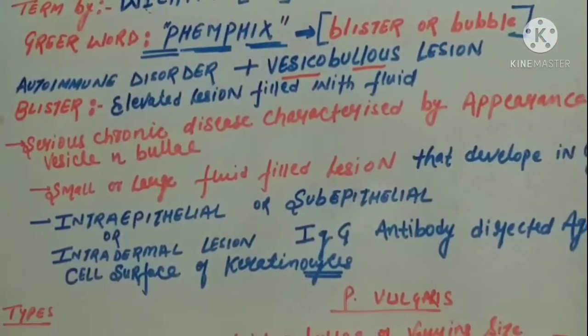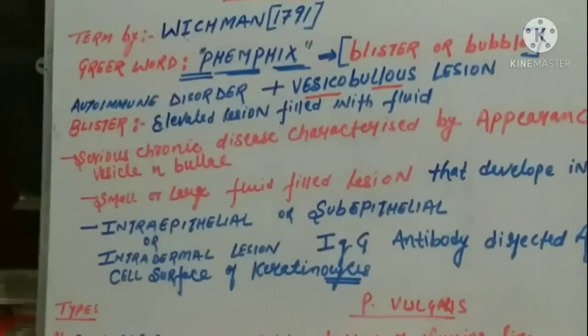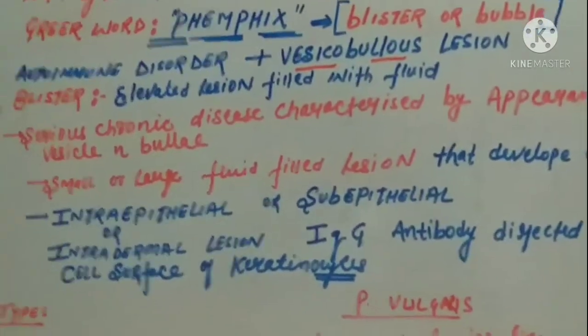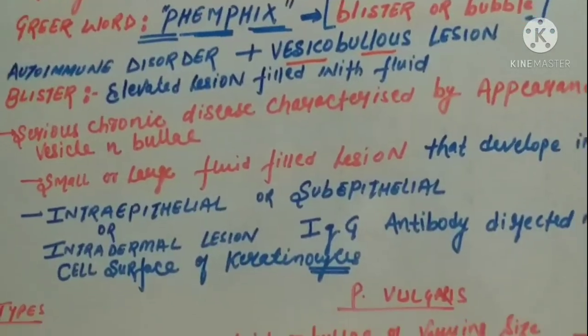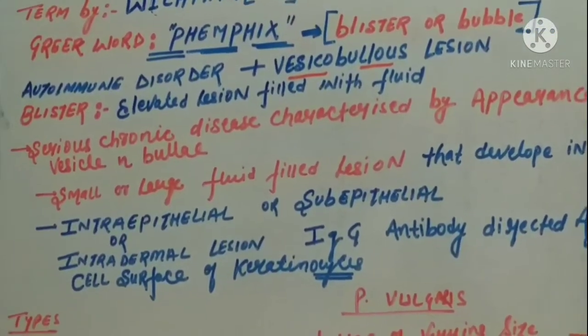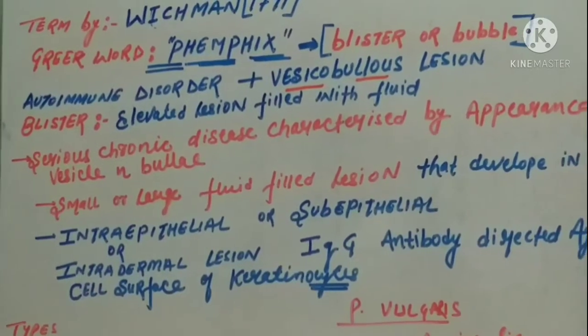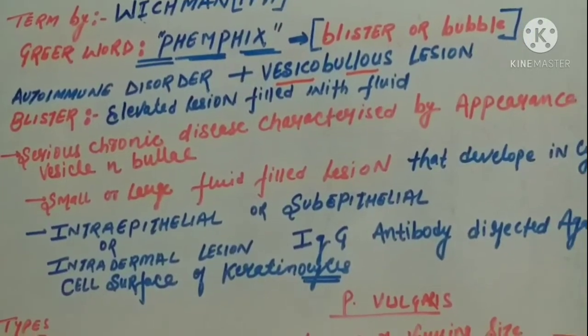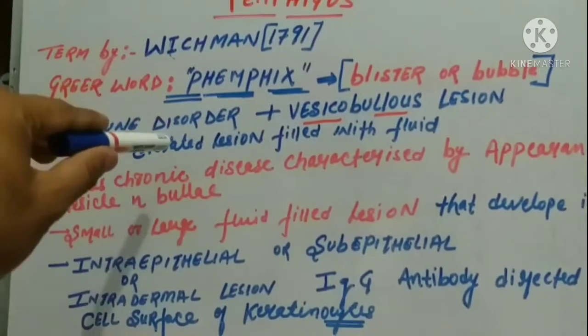Now, the disorder pemphigus has a specific definition. The definition of pemphigus is a term given by Wichmann, a Greek word. We all have to mention this in the introduction.